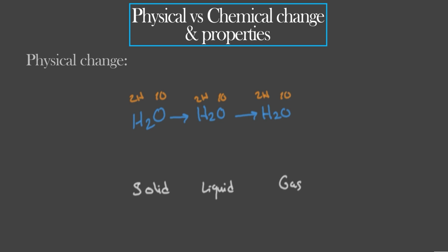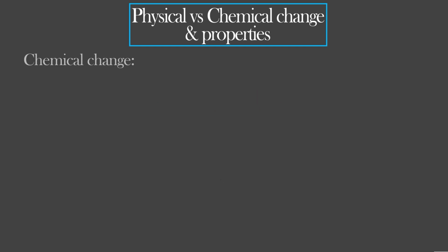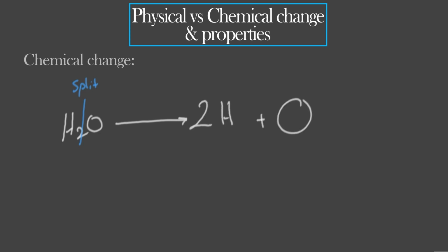But chemical change is more complicated. Let's try using an example. If we perform a chemical reaction or a chemical change on a water molecule, then we should split up the atoms. We should split up the molecule so we get its components. Splitting up a water molecule results in hydrogen atoms on one side and oxygen atoms on the other side, right?